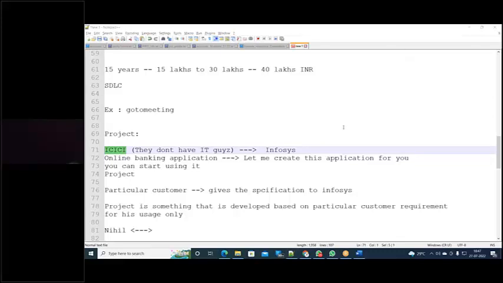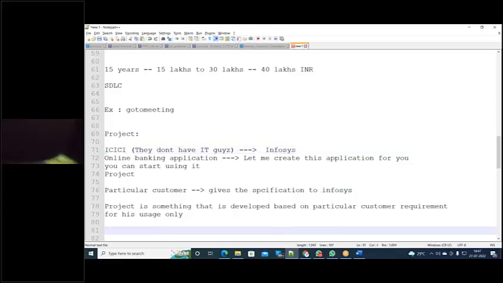Let's say this is not a free session. This is a paid session. For me, all of you are clients because you are paying the money to me. Whoever is paying the money is called the client. It's simple. So for Infosys, ICICI is a client. When I say Infosys, there are thousands of people working. For all those thousands of people, yes, ICICI is the client.